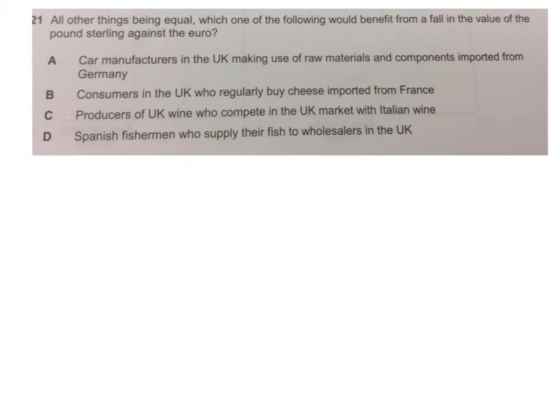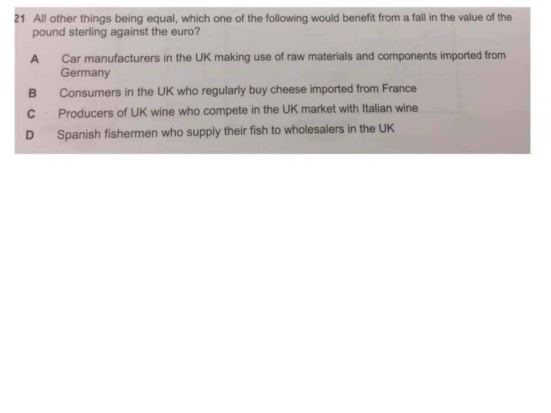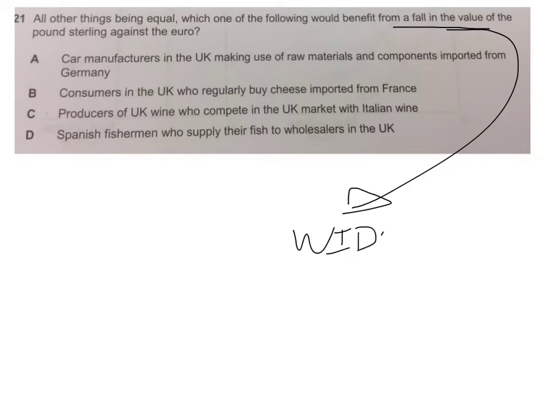Right, number 21 is another WIDEC question. So it's an easy one as long as you write WIDEC. So to start off with, it's talking about a fall in the value of the pound. So that means we write WIDEC straight away to make life easy on ourselves. Because it's going to be a weak pound, imports dear, exports cheap.